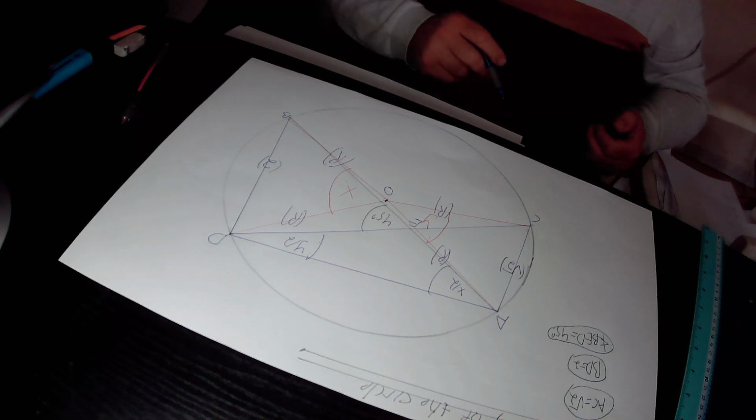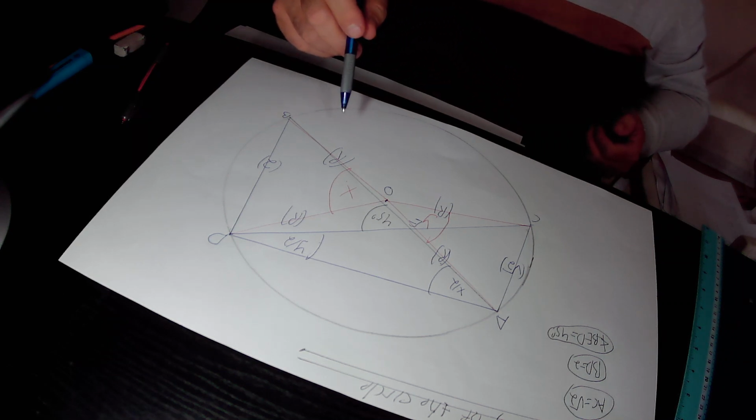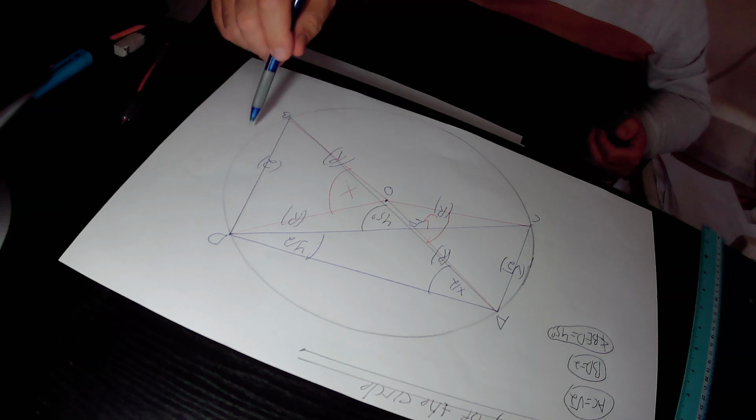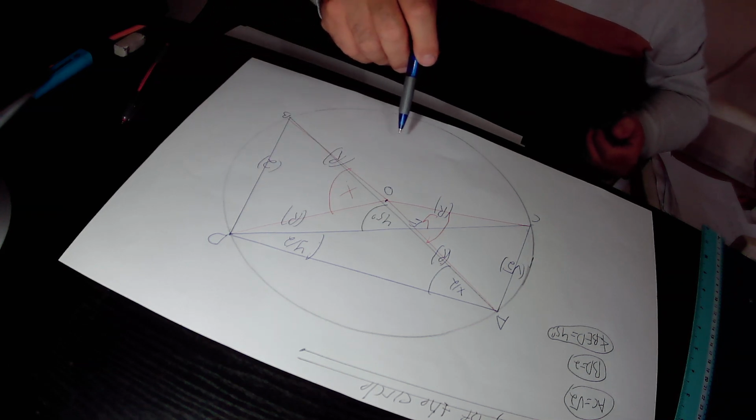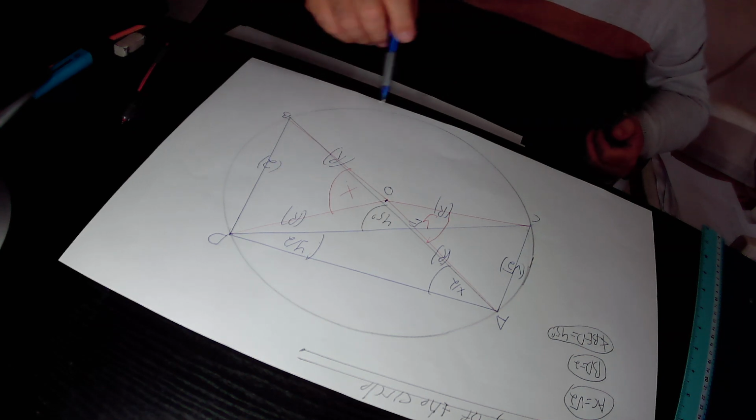In the next step, I'll copy triangle ODB in a new page, and we will implement the law of cosines in this triangle, triangle ODB.